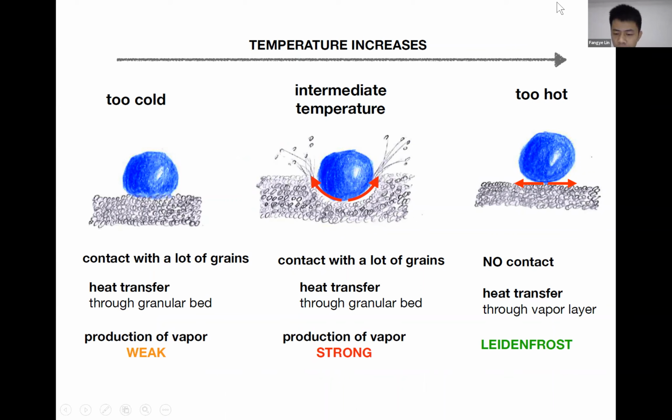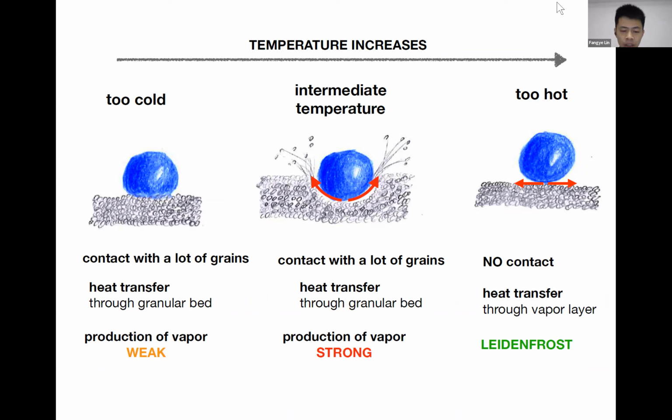Now, let's try to build a mental idea about how the temperature determines the droplet digging. The experiment results show that drop digging requires an intermediate temperature. When the grains are too cold, for example, 80 Celsius degrees, the drop contacts a lot of grains. The production of vapor is weak. Therefore, the drop cannot dig.